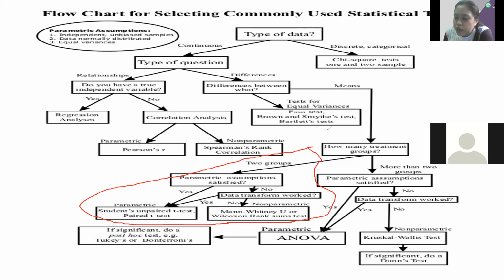Pero if yung research natin is maraming grupo yung kino-compare natin, more than two groups, pag na-meet natin yung mga assumptions sa parametric test, that's the time we use the ANOVA. ANOVA is a very well-known test for statistics, no? Parati itong na-mention. So I hope by now, alam nyo kung kailan ginagamit si ANOVA. ANOVA is a statistical test used to determine the differences between more than two groups.